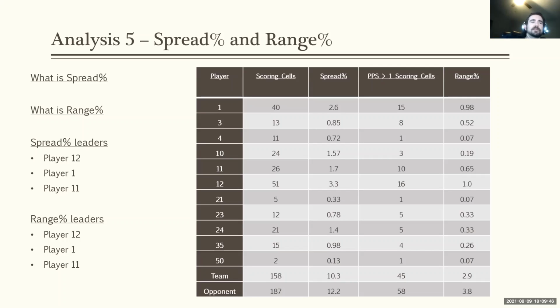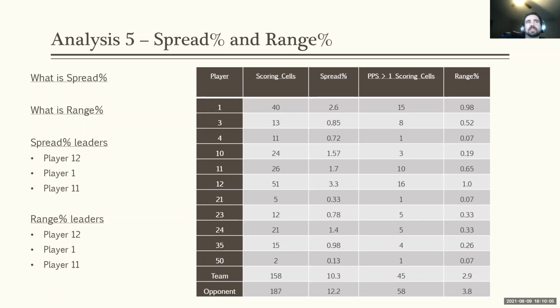Spread and range does have a kind of a downfall though. It can be skewed by players that shoot a lot of field goals because they're going to have more scoring cells occupied than players that don't. But that doesn't, obviously, make them more efficient just because they shot more shots. So that is a problem with spread and range, to keep in mind.